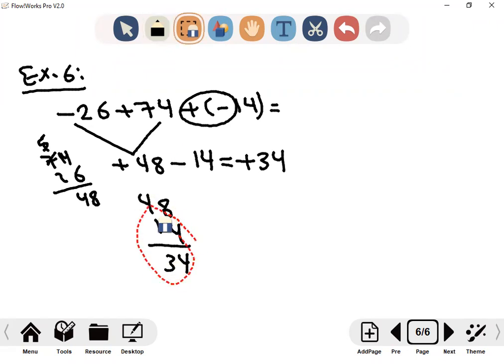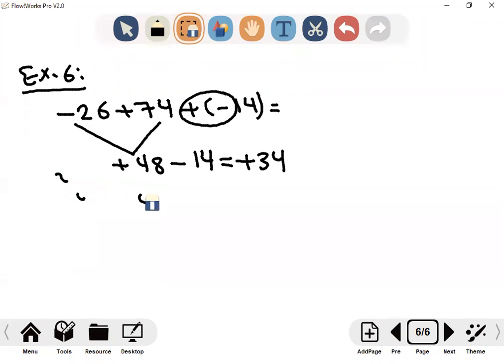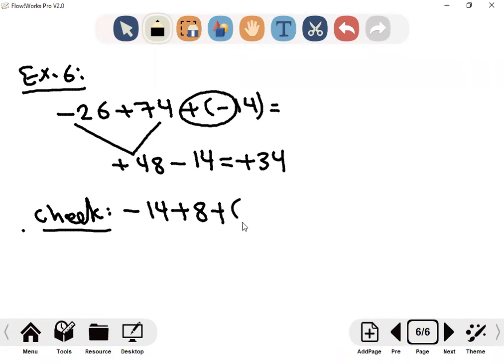We have the check. Check. After this example, we have negative 14 plus 8 plus, in a bracket, negative 6. Good.